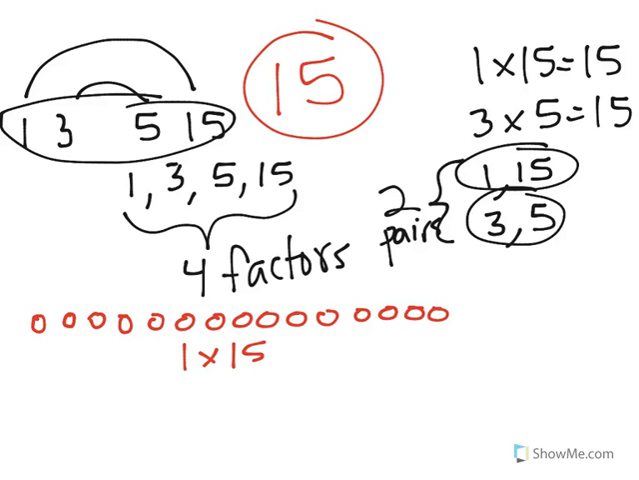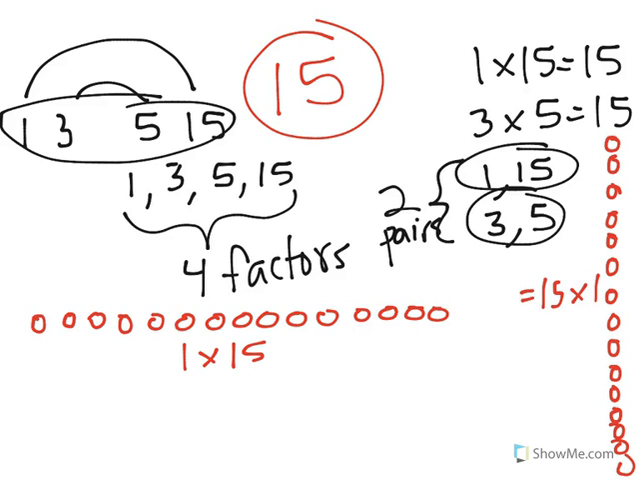Another way is a 15 by 1. So the commutative property, just flipping it, a 15 by 1 would look like 15 rows with 1 in each row. 1, 2, 3, 4, 5, 6, 7, 8, 9, 10, 11, 12, 13, 14, 15. So this is 15 groups of 1, which is the same as 15.